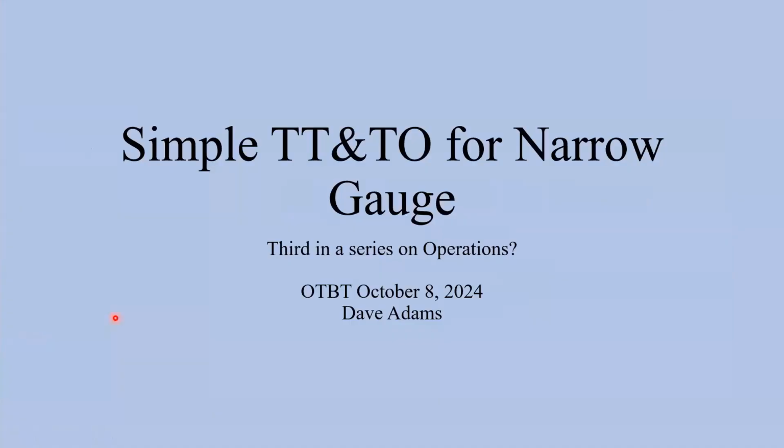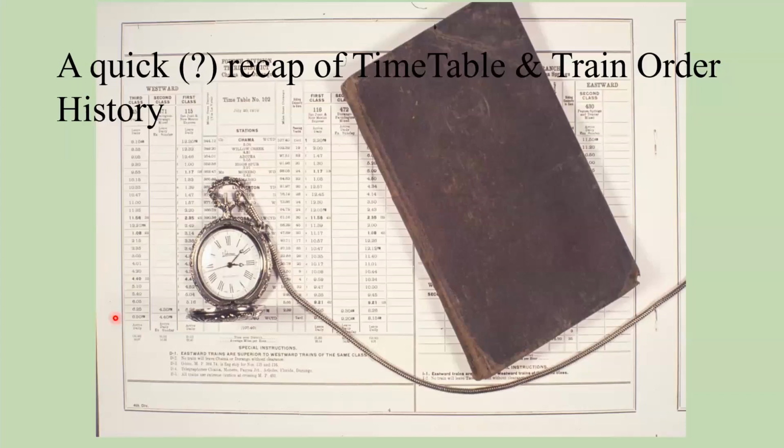So this is going to be a simple TT and TO for narrow gauge. And as Robin said, this is the third in the series on operations that we thought we would try and do. And I'm going to segue here into a quick recap of TT and TO history.